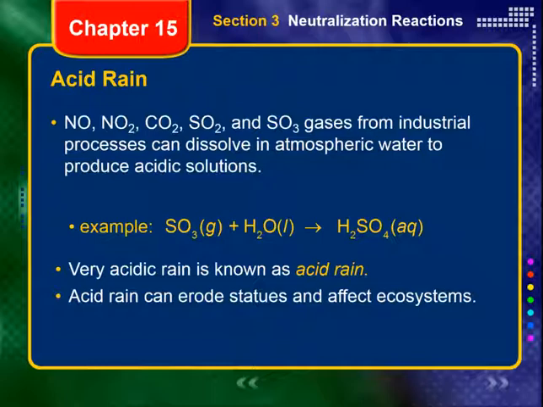NO, NO2, CO2, SO2, and SO3 are gases that form from industrial processes. Big factories doing whatever they're doing are going to form these gases. But these gases can dissolve into atmospheric water to produce acidic solutions. So what do I mean when I say dissolve into atmospheric water? Clouds, water vapor, the moisture in the air.